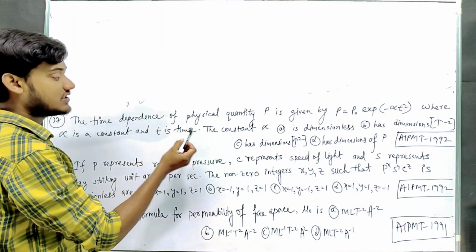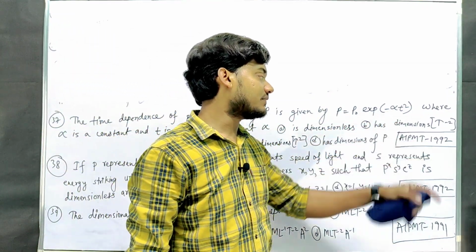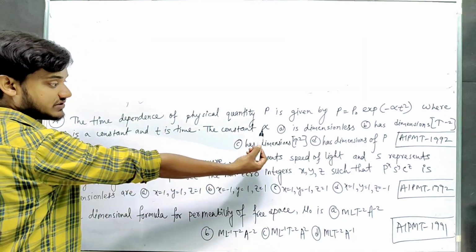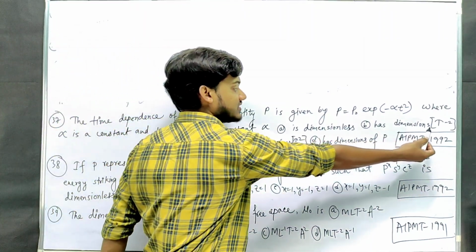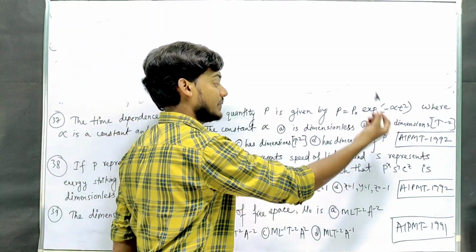The time dependence of physical quantity P is given by P equals P naught exponential minus alpha T square, where alpha is a constant and T is the time. The constant alpha is dimensionless, has dimension of T inverse 2, has dimensions T square, or has dimensions of P. Which is right?